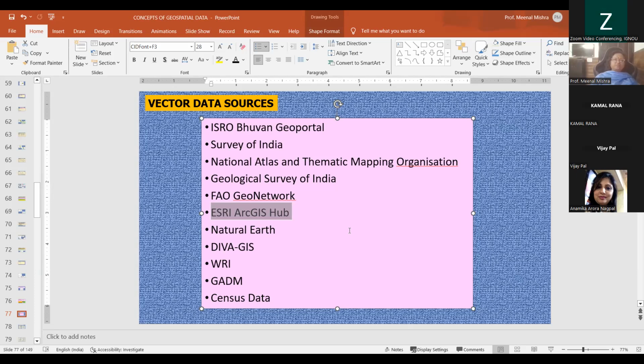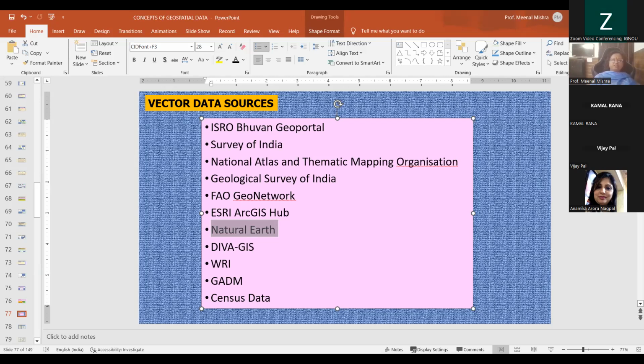Next one is Natural Earth. What is this Natural Earth? It is a public domain map data set that is available at 1:10 million and many scales, 1:50 million, 1:110 million. So this data is available at these different scales, and you can get a variety of information with various kinds of maps at various scales.